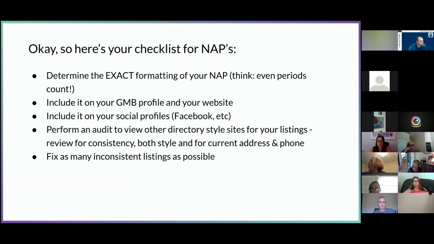So when we talk about NAPs or local citations, this is going to be your checklist. And remember, you don't have to write this down. You're getting this training guide at the end so you can start to follow these bullet points. You want to determine your exact formatting of your listing. That's how you're going to include it on your GMB profile and on your website and on your Facebook page and wherever else you have control right now. You're going to update those immediately, the ones that you can access very quickly, to exactly how you want it. Then you're going to perform an audit so that you can view all the other directory style sites out there for your listings, and you're going to review them for consistency and making sure that they are also accurate. And then for any of those that you find that are inconsistent or just missing or plain wrong, you want to fix as many of those as possible.